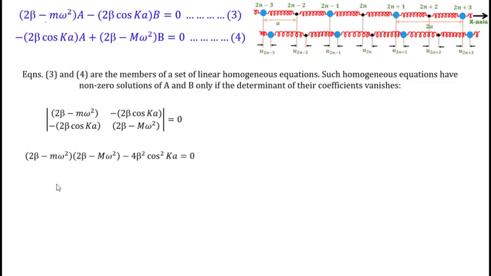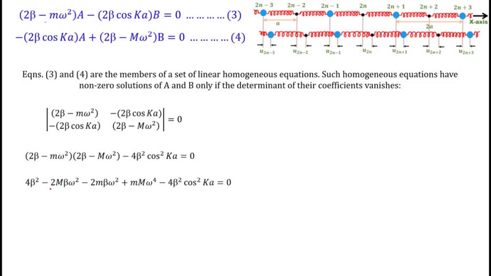If you expand it further, we write like this: 2 beta times 2 beta makes it 4 beta square, and then here it is 2 m beta omega square. Here it is minus 2 small m beta omega square, and then finally minus minus makes it plus, so it is small m capital M omega to the power 4, and finally this expression, that is minus 4 beta square cos square ka, is equal to 0.